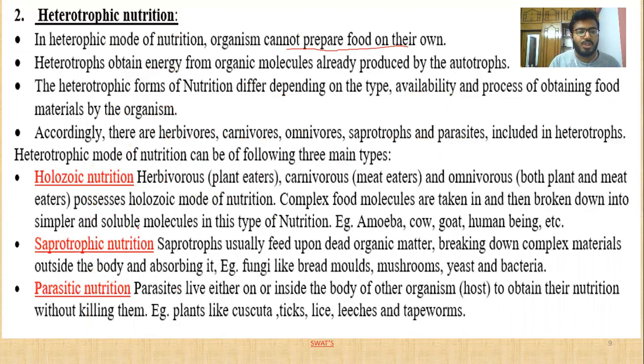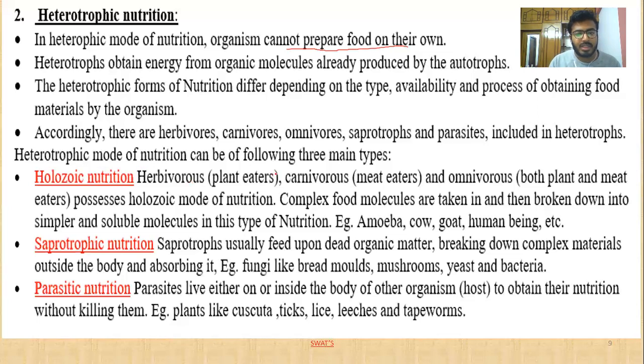The first point, holozoic nutrition. Holozoic means we are taking the food in whole. The breakdown happens inside your stomach, whatever food you eat. You are taking in all the food, and digestion, the breakdown, is happening inside the body. Remember that point. You're taking in the whole food and the breakdown is happening inside your stomach.